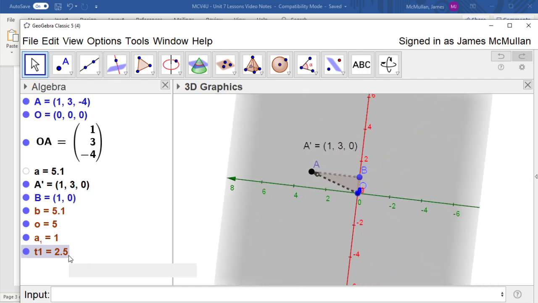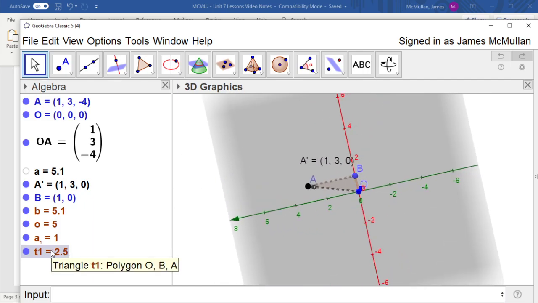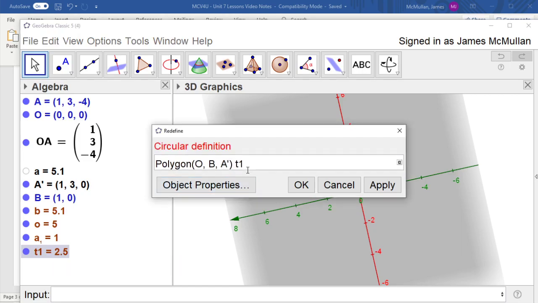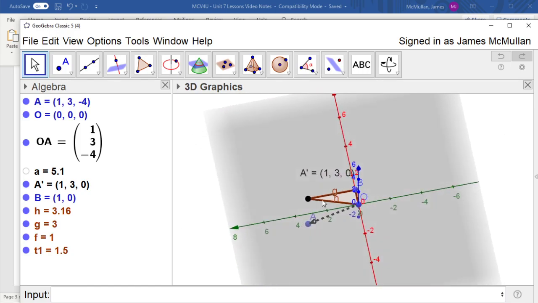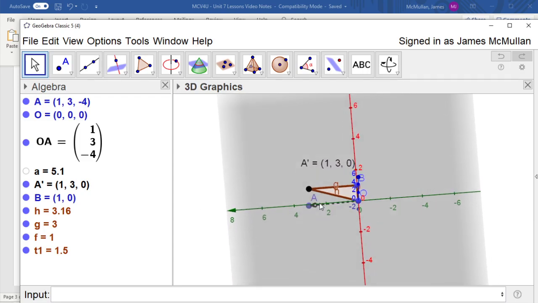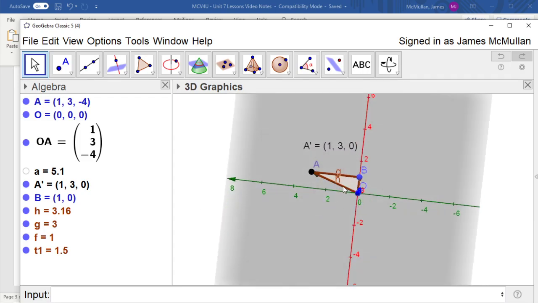Oh, I'm sorry, not A. My mistake. Not A. I want A prime. Okay, right. So there's a 2D triangle that's not taking into account the z-axis yet. But you can see that to get from O to A prime, you would just do the Pythagorean theorem. You would do 3 squared plus 1 squared, and you would do the square root, and you would get 3.16, which is the length of that segment, right? So 3.16 gets me from O to A prime.